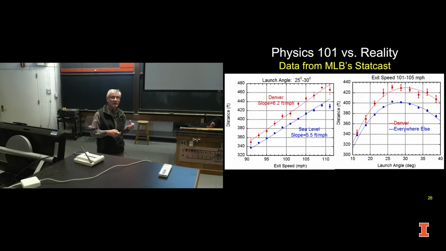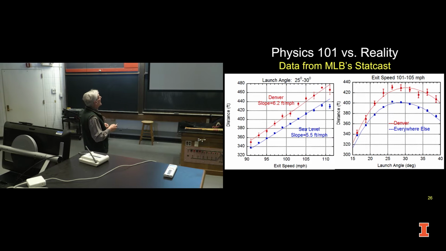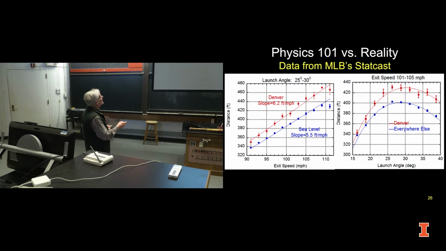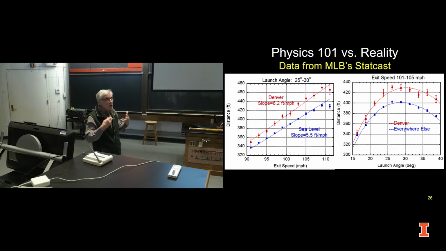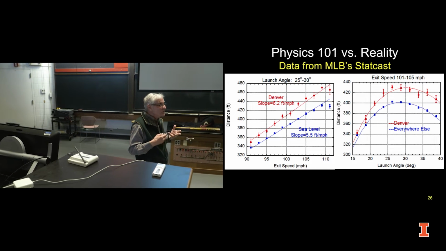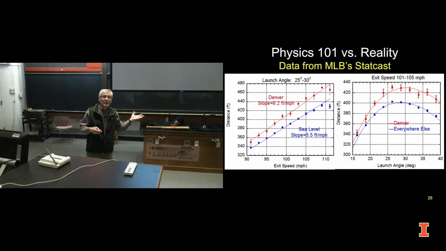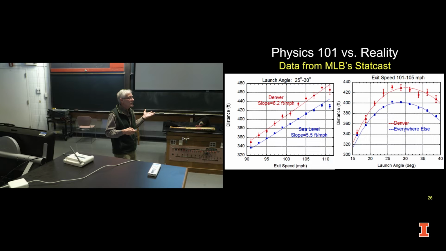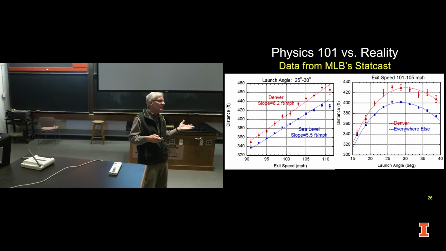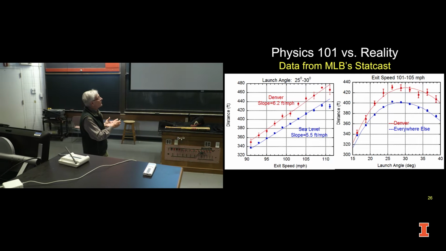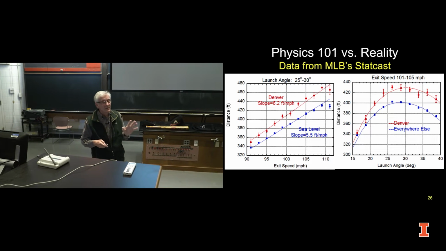The drag plays an enormous role in reducing that. And this is everywhere but Denver, and this is Denver, and you see the Denver effect is enormous. Okay, Denver's a mile high above sea level. Most of the rest of the major league stadiums are close to sea level. I guess Atlanta maybe is 1,000 feet, but this is over 5,000 feet, so it plays a big role.